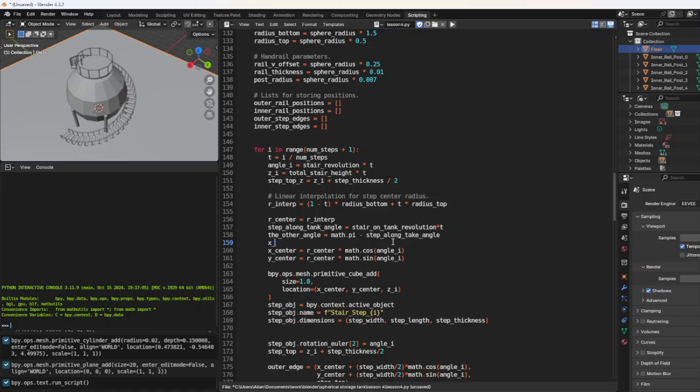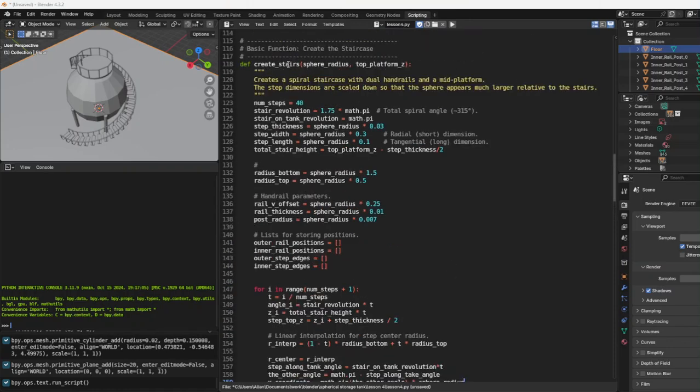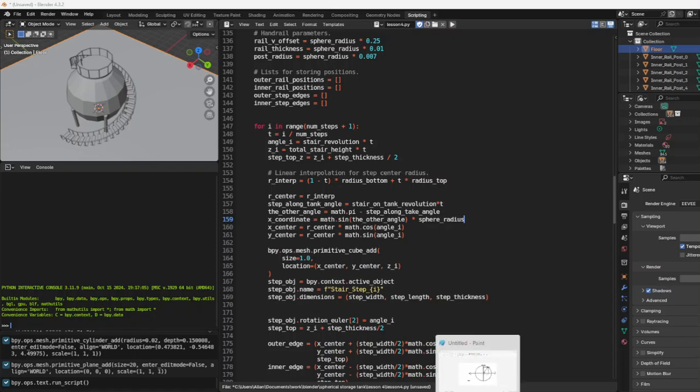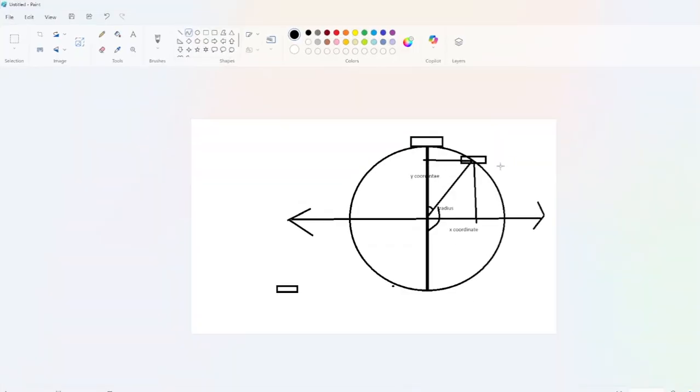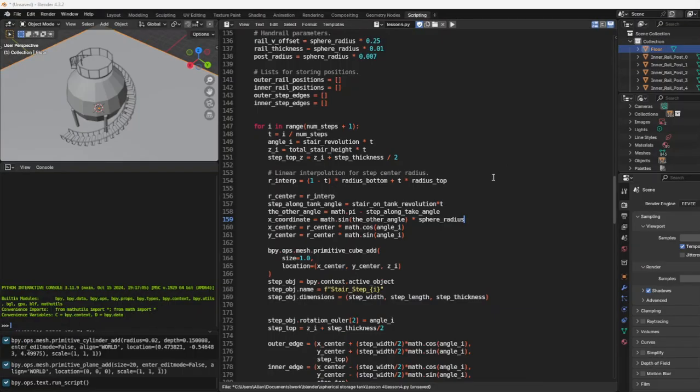Okay, so x coordinate equals math.sin other angle times sphere radius. And why sphere radius? Well, because that's just this. That's sphere radius. Okay. Now we can shift this out because we know half the stuff is inside. We can create a gap to move it out.